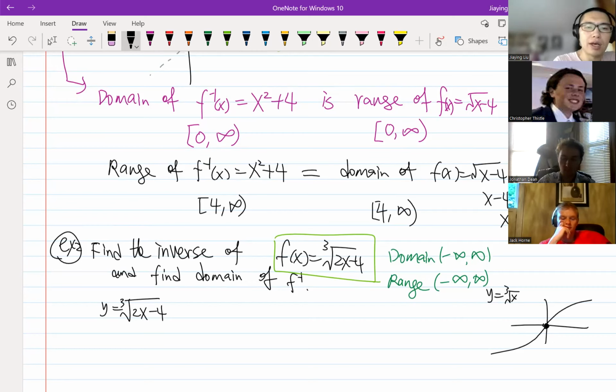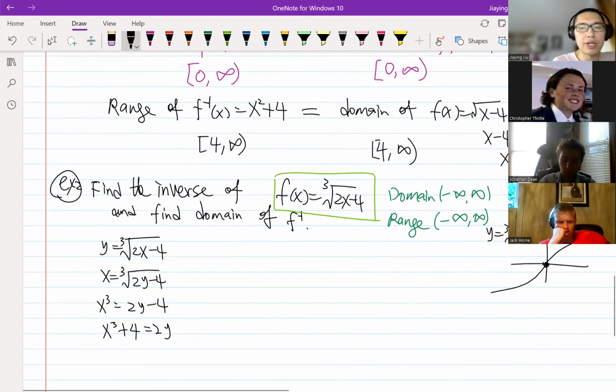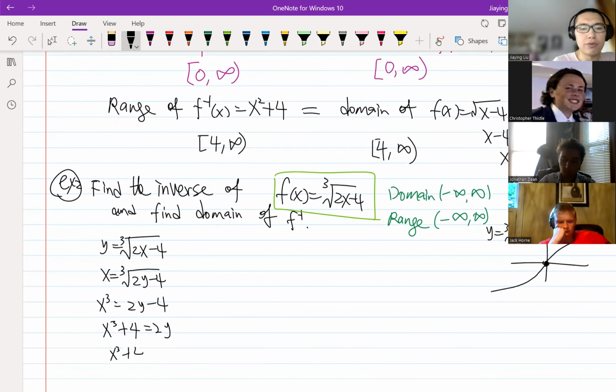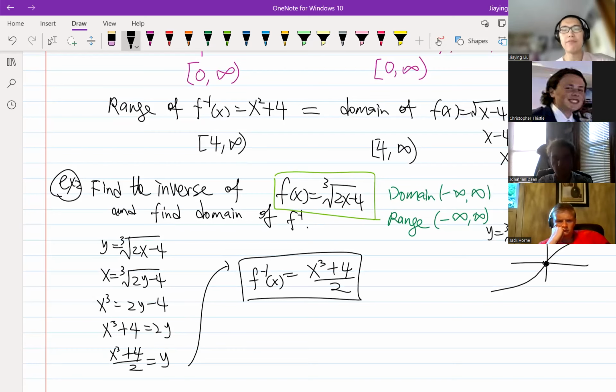Then I'm going to switch the x with y, so x equals cube root of 2y minus 4. Now I'm going to cube both sides. So we get x cubed equals 2y minus 4. Add 4 on both sides, then divide by 2. So x cubed plus 4 equals 2y, and then x cubed plus 4 divided by 2 equals y. The last step is to replace the y with inverse function notation: f inverse of x equals (x cubed plus 4) over 2. So that's the inverse function.